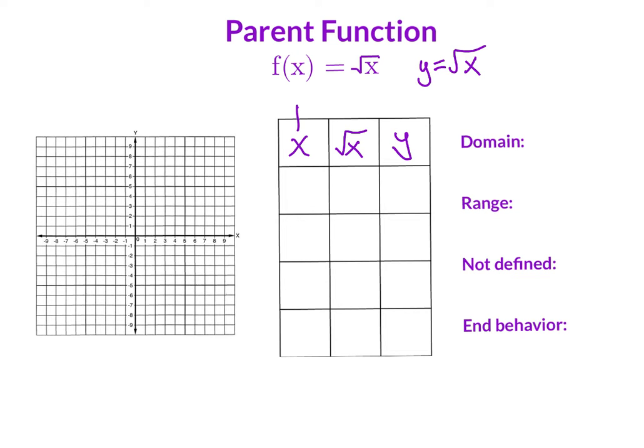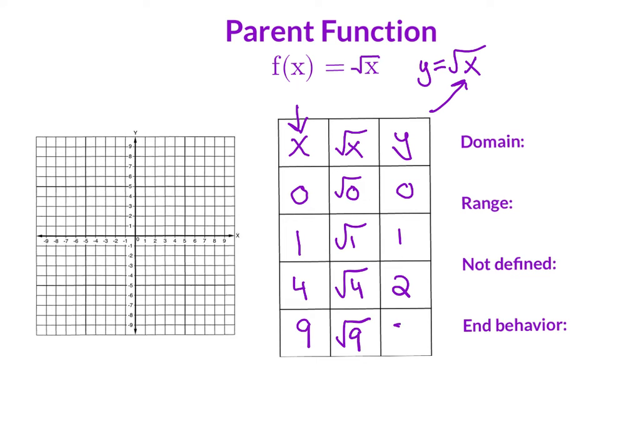So let's think about what values we'll pick for x. We don't want to pick negative numbers because those would give us an imaginary number. Can we pick 0? Now, what numbers can we pick to avoid decimals? You can graph decimals, but let's try to avoid them. Well, 1 and 4 and 9 are perfect squares. So the square root of 0 is 0, the square root of 1 is 1, the square root of 4 is 2, and the square root of 9 is 3.